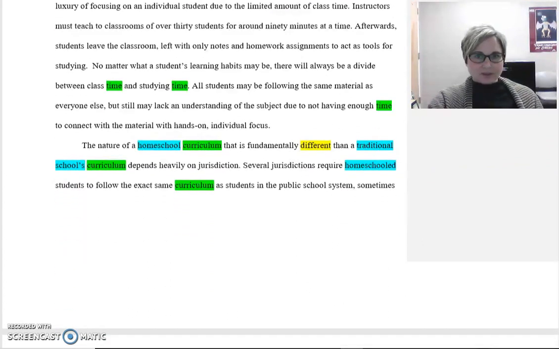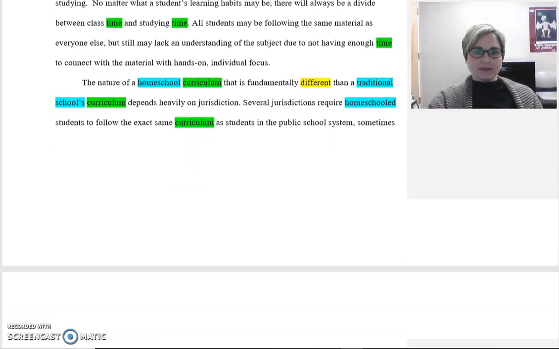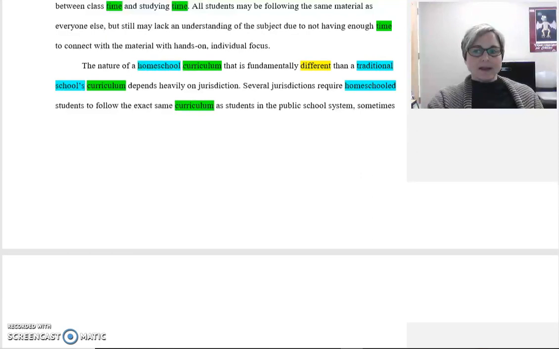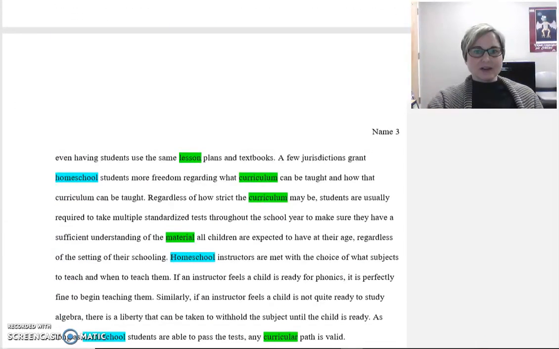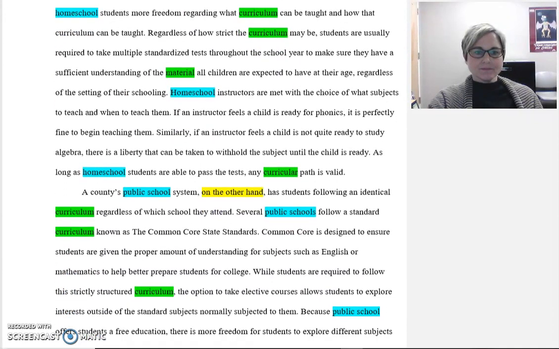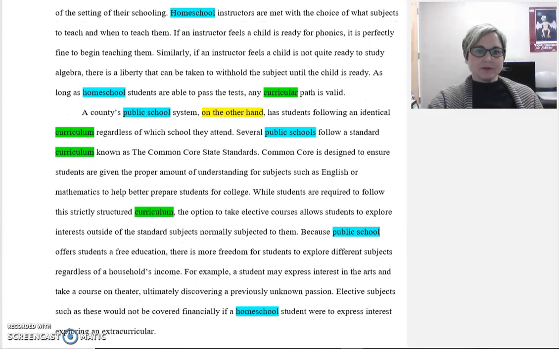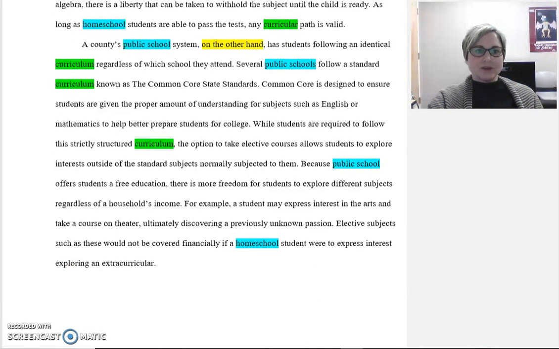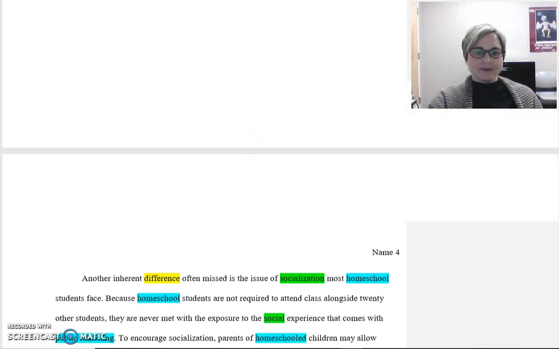In the thesis, the next point was going to be curriculum. So our next body paragraph, the topic sentence, is going to mention curriculum. And then it's going to create unity by using words related to curriculum throughout, like lesson and material. Then we talk about curriculum in the public school. So again, we use curriculum in the topic sentence and throughout the body paragraph.